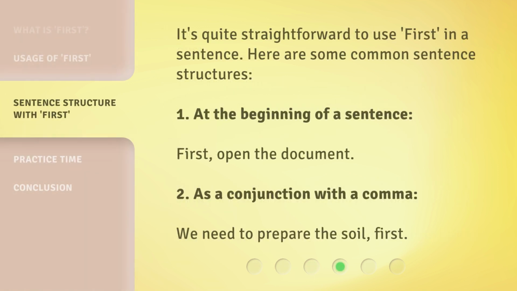It's quite straightforward to use first in a sentence. Here are some common sentence structures. 1. At the beginning of a sentence. First, open the document. 2. As a conjunction with a comma. We need to prepare the soil first.